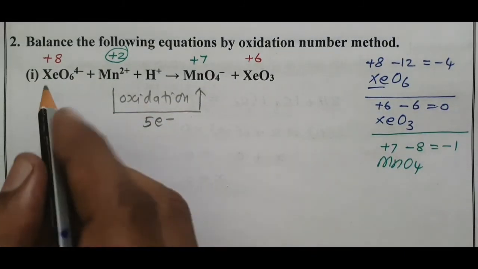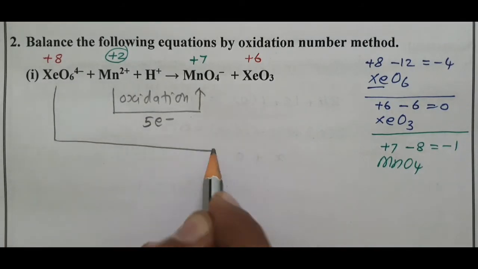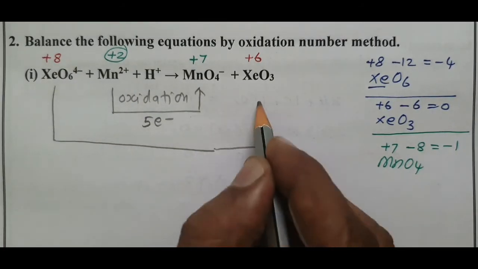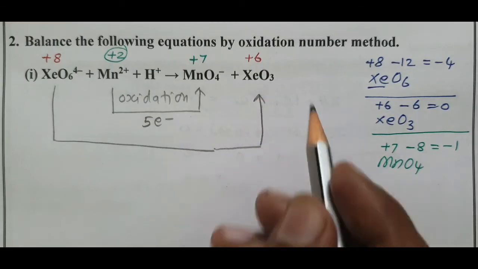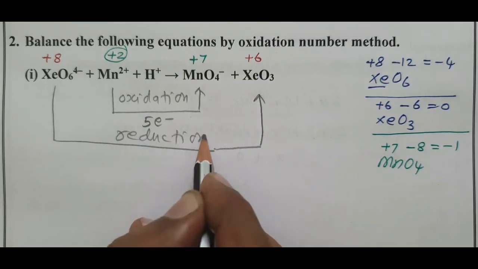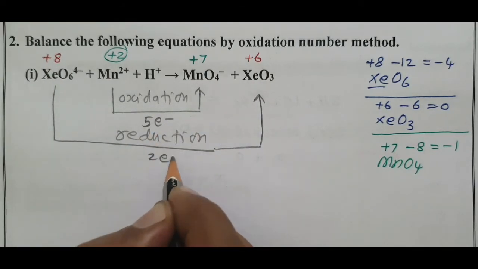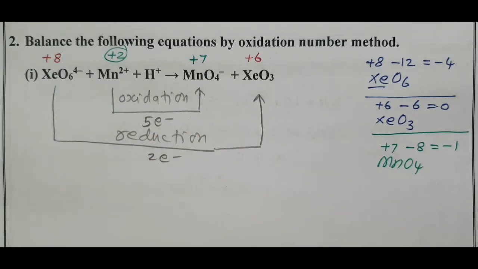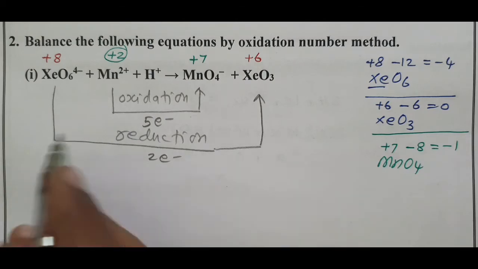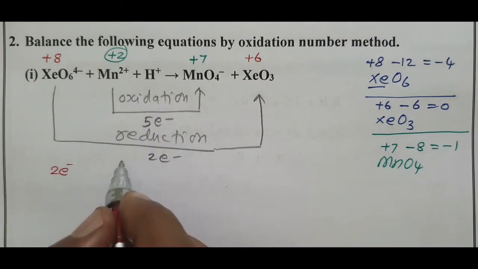Xenon oxidation state decreases from +8 to +6. If the oxidation number decreases, it is called reduction. How many electrons are involved? Here 8, there 6, the difference is 2 electrons. Now, write the difference in electrons below each compound. Here 2 electrons, here 5 electrons.